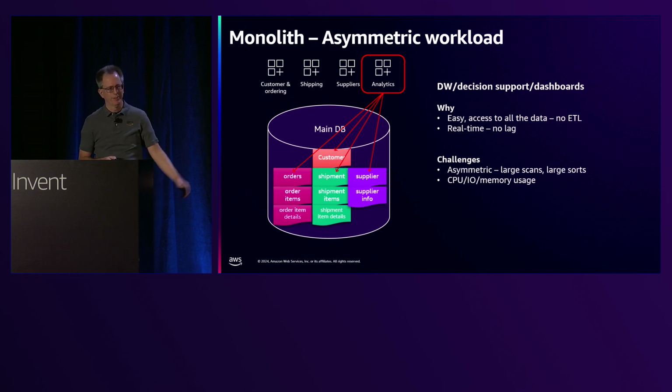But guess what happens? You have these queries that are doing massive things against your database where it's going to be destabilizing, right? Large scans, large sorts. And that's what I mean by asymmetric, because it's not these point selects and small joins. And again, CPU, I/O, and memory usage can all be completely destabilized by just someone running a bad one of these queries, and I'm sure most of us have had that happen to us.